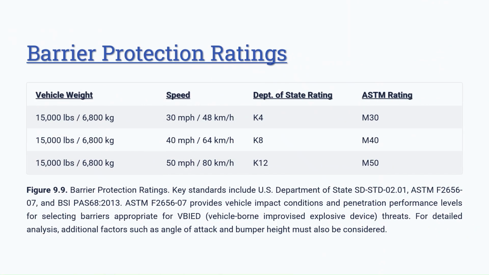To evaluate the effectiveness of vehicle barriers, standardized protection ratings are used. These ratings are based on factors such as vehicle weight, speed, and penetration distance. For example, Department of State ratings and ASTM standards classify barriers based on their ability to stop vehicles under controlled test conditions. Higher ratings indicate greater stopping capability against faster and heavier vehicles. Understanding these ratings is essential for selecting the right barrier for a specific threat environment. Because in security design, decisions must be based on measurable performance, not assumptions.